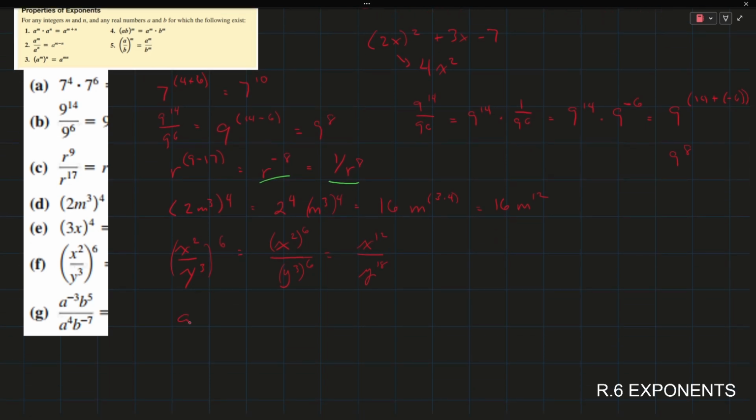Oh, let's look at this next one, it's getting crazy on us. Look at this. a to the negative 3rd, b to the 5th, a to the 4th, b to the negative 7th. We're getting crazy now, am I right?